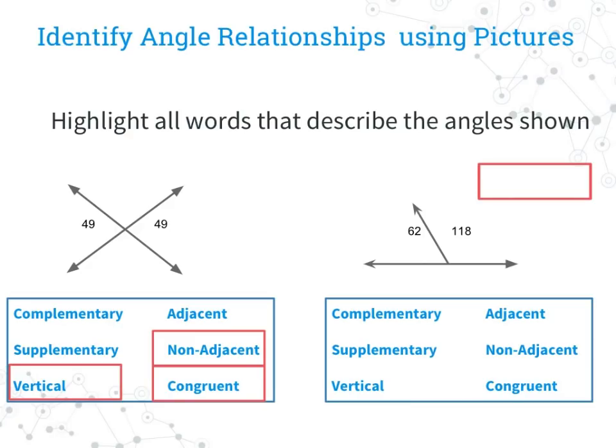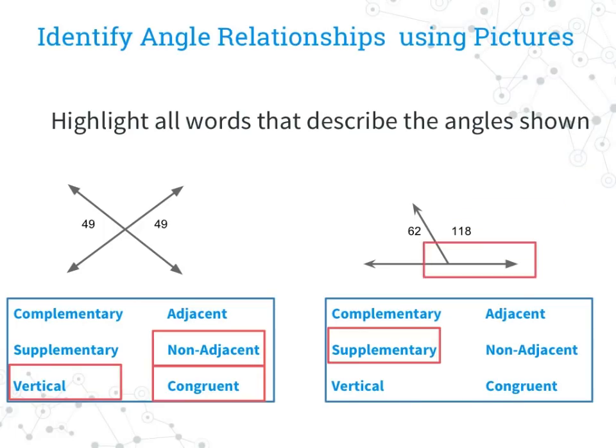The second one, let's take a look over here. Complementary, do they add up to 90? No, that's not true. 118 plus 62, they add up to 180, so that's supplementary. Good. Do they share a side and vertex? Yeah, they do, right in the middle, so that makes them adjacent. They're not vertical because they're not across from each other. Since they are adjacent, they can't be non-adjacent, and they're not the same measure, so they're not congruent. So we've figured out all the things that they are while also eliminating the things that they're not. It's very important to be able to identify the things that they are as well as the things they are not.